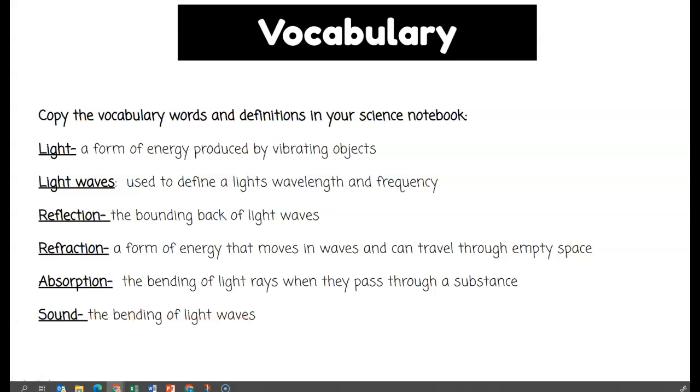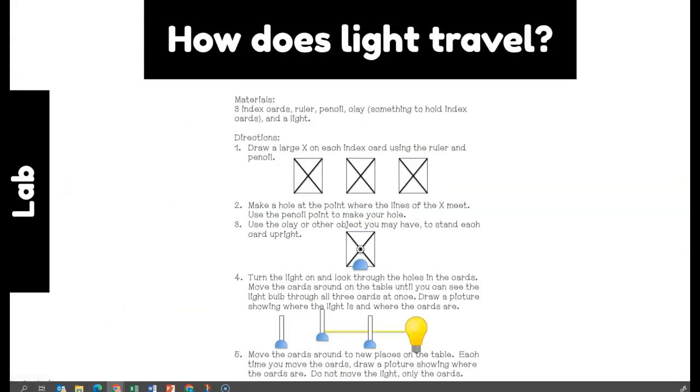So our next activity is we're going to do an experiment on how does light travel, okay? So I posed this question to you at the beginning of the lesson in a discussion: how does light travel? Well, to do that, and these are just some examples of the materials that you can use, I have on here 3 index cards, a ruler, pencil, and clay.